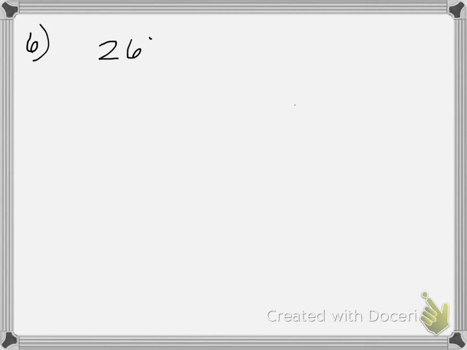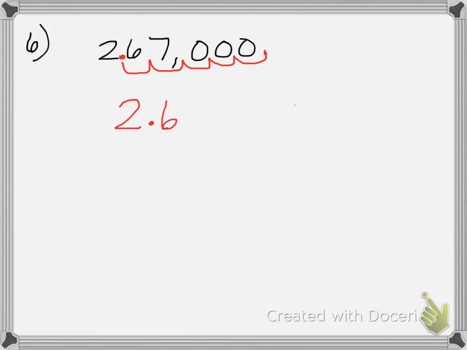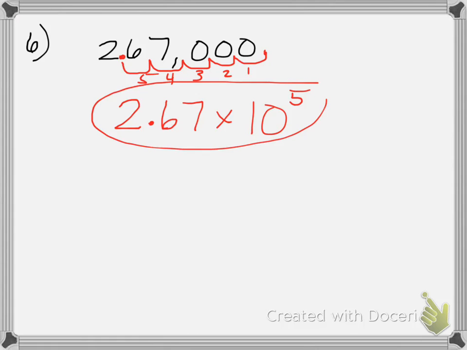So here's number 6. For period 5, it's pretty simple. It tells you to write it into scientific notation. You guys know how to do that. You move the decimal back so that you only have a number in the ones column. You count the amount of times you move the decimal back, and that's going to be times 10 to the 5th. Very simple.